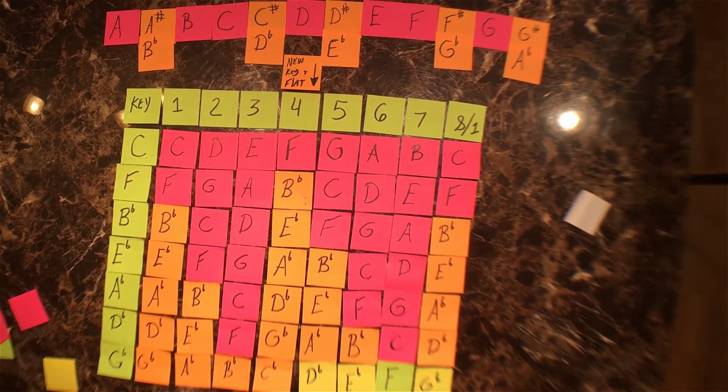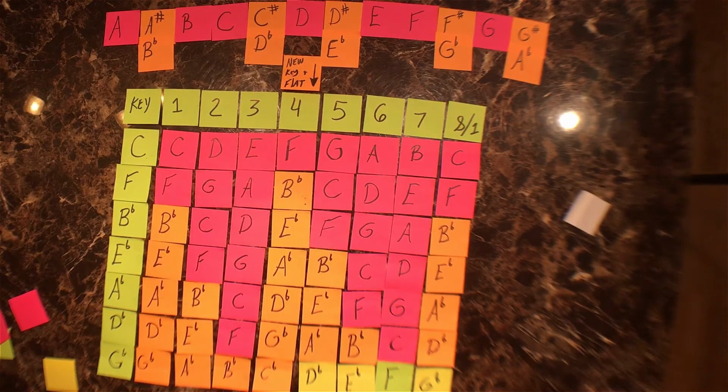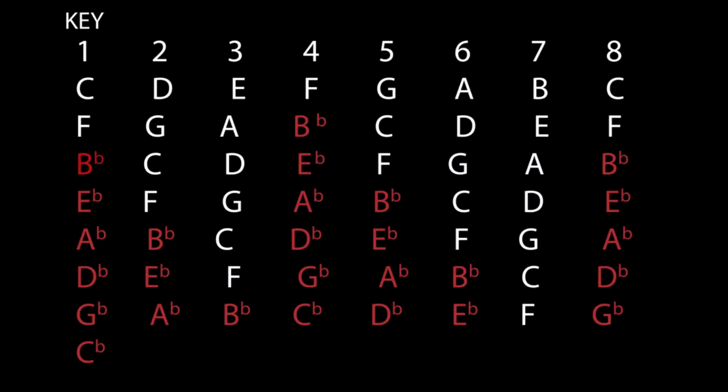Our last key is C flat. I ran out of space, but let's take a look at it here on my blackboard. Key of C flat. C flat, D flat, E flat, F flat, G flat, A flat, B flat, C flat.